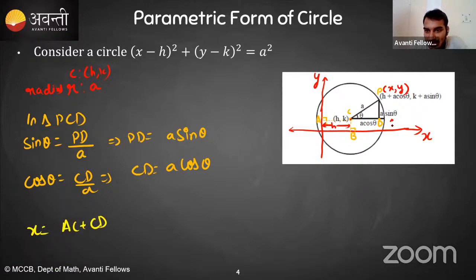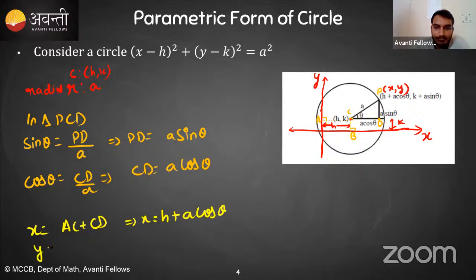And this distance CB is nothing but k only, if the coordinate is h comma k, right? So the origin to h distance, h comes, and from the origin in the y direction, k distance above, so k comes, h comma k, right? So now this x can be written as: x is equal to what? AC is h. What is CD? CD is a cos theta, right?